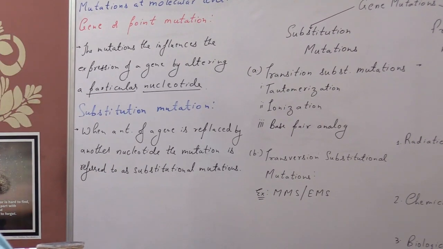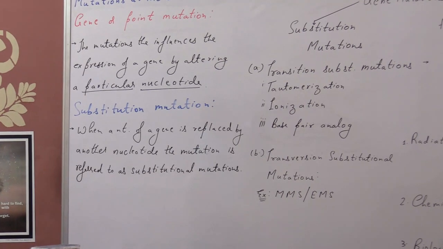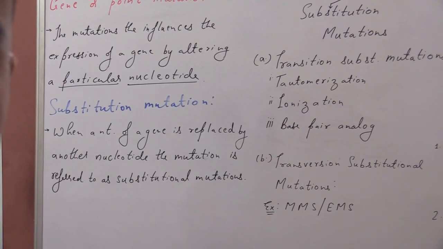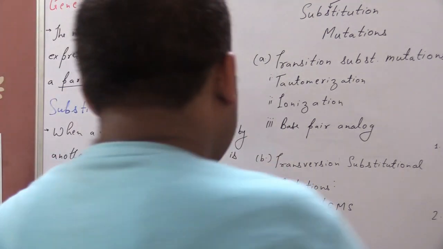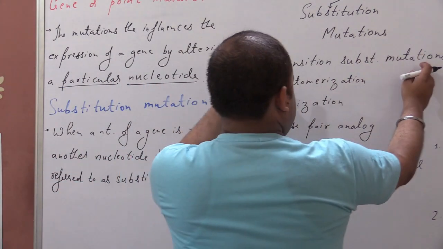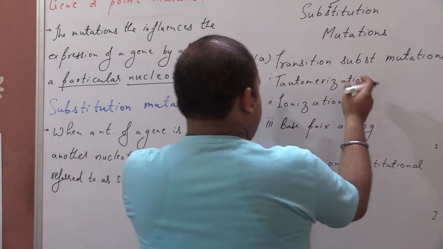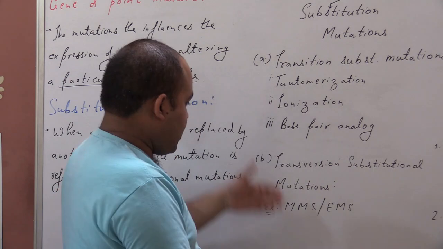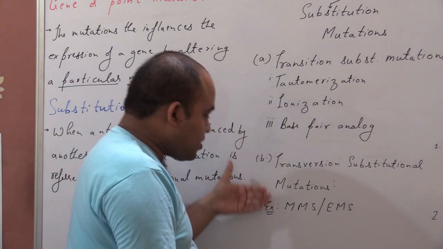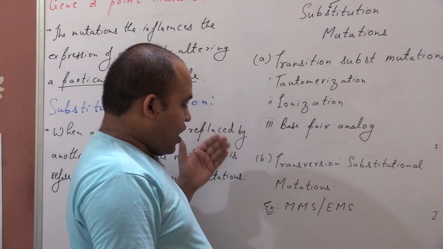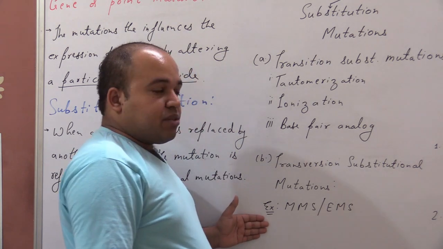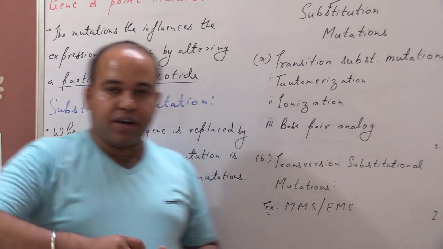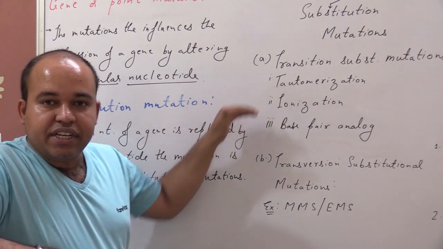You can just focus here. On your screen you would be able to find the different types of substitutional mutations. Those substitutional mutations are transitional substitution mutations, including tautomerization, ionization, and base pair analog, as well as transversion substitutional mutation. The transversion substitutional mutation occurs in the presence of methyl methane sulfate and ethyl methane sulfate. So we are going to talk one by one about each one of these.